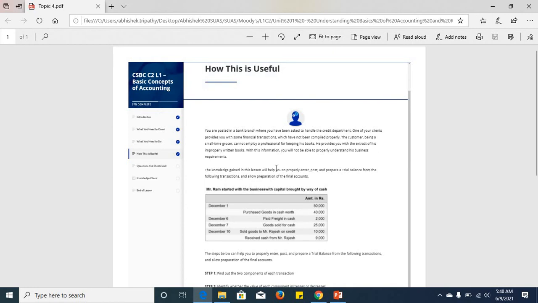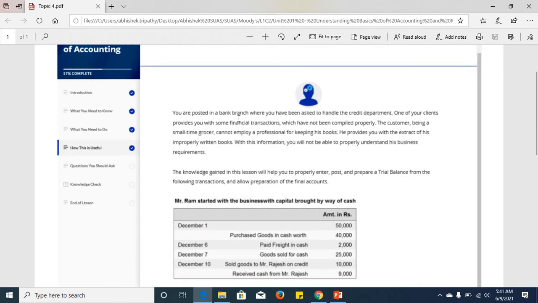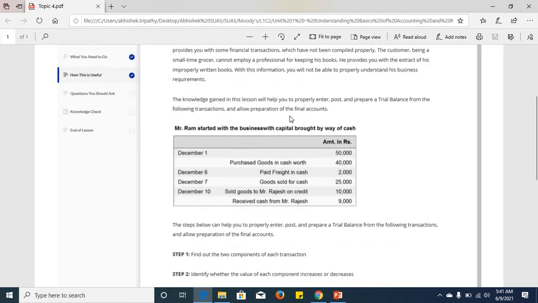Okay, so here's a small case study. It is very easy for you. You can easily find it out. You are posted in a bank branch where you have been asked to handle the credit department. One of your clients provides you with some financial transactions which have not been compiled properly. The customer, being a small-time grocer, cannot employ a professional for keeping his books. He provides you with an extract of his improperly written book. With this information, you will not be able to properly understand his business requirements. Knowledge gained in this lesson will help you to properly enter, post, and prepare a trial balance from the following transactions and allow preparation of final accounts.